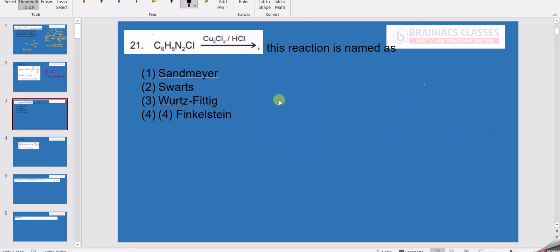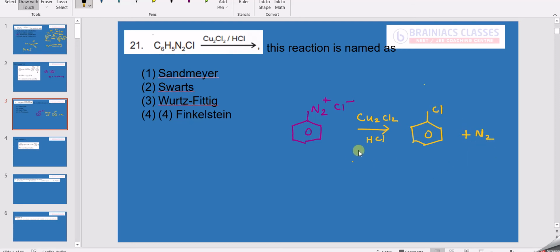Go to the next question. Tell me what is the answer for this one. You have benzene diazonium chloride, C6H5N2 plus Cl minus. Now this is being treated with Cu2Cl2 in the presence of HCl, and we know it's a famous reaction. Here nitrogen will be eliminated and you will get chlorobenzene along with nitrogen. This reaction with Cu2Cl2 is called the Sandmeyer reaction.